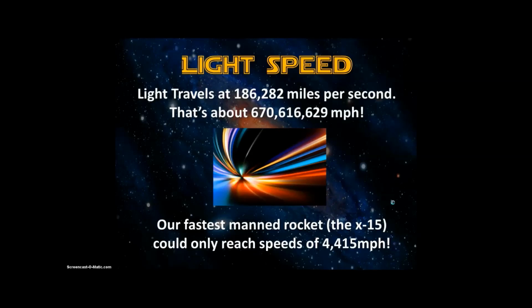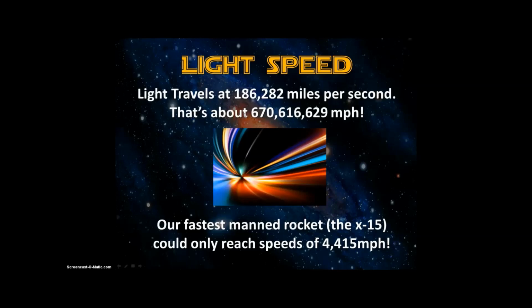Just to give you some idea, light travels at 186,282 miles per second. Not miles per hour, miles per second. That's about 670,616,629 miles per hour. Now, I don't know about you, but that's faster than I can wrap my brain around. But just to give you a comparison, our fastest rocket today still travels at under 5,000 miles per hour, which doesn't even compare to this 670 million miles per hour that light travels at.